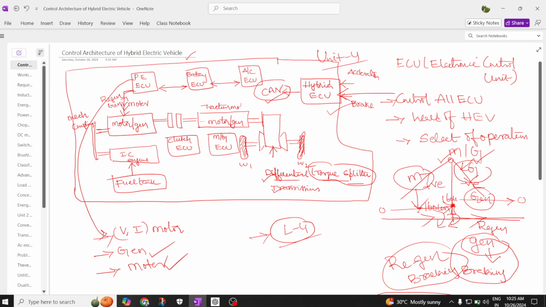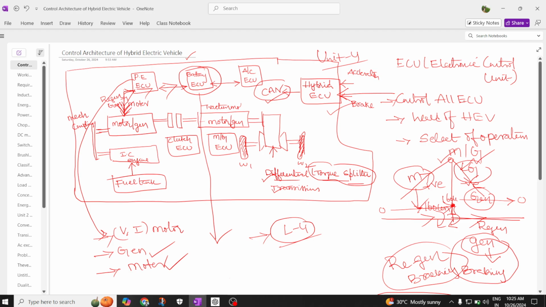For example, if it is operating like a motor, the energy will flow in the downward direction. If it is acting like a generator, then it will pump the energy and store the energy in the battery. Why? Because now the battery is in the state of charging.